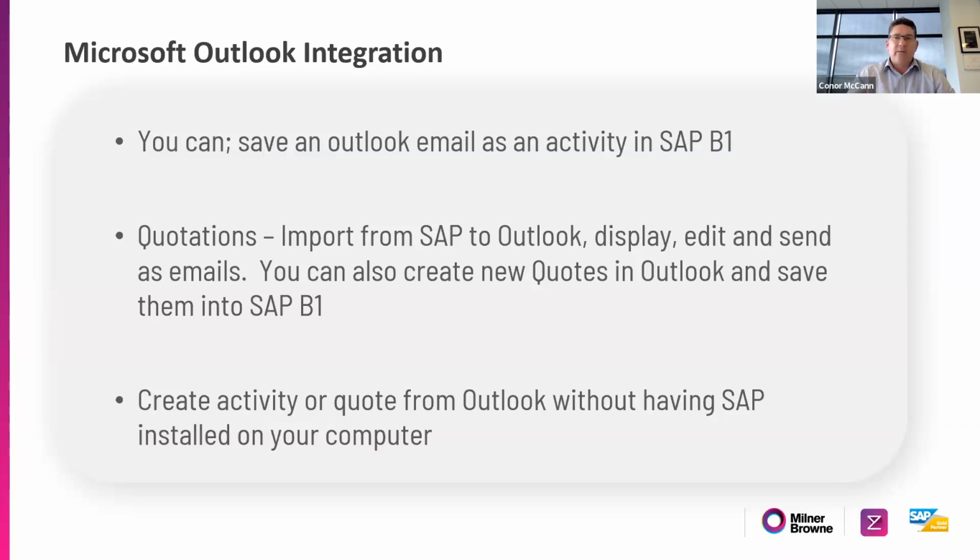Another thing we want to point out to you is it's been there a while, but not a huge amount of people use it. There's a standard add-on called Outlook integration, where you can save an Outlook email as an activity into SAPB1. You can also create quotations in the Outlook integration add-on that can post into SAPB1. You can create quotations in SAP that are available for the Outlook integration add-on, where you can update and edit them in Outlook and then send them on through Outlook. Even if you don't have the SAP standard client installed on your machine, you can still create activities or quotes from within Outlook that post directly into SAPB1.